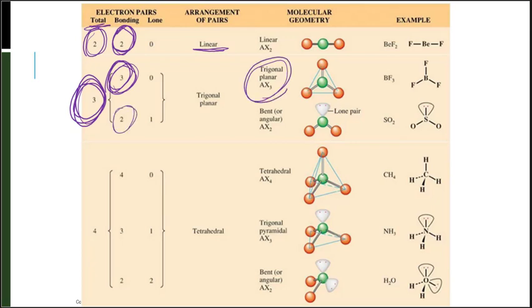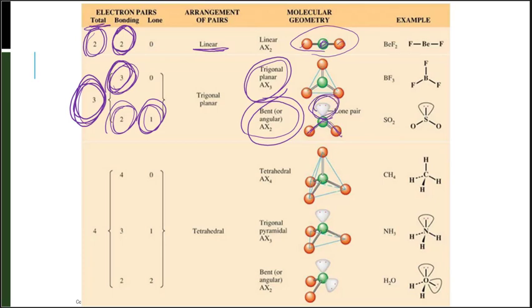But what if I have two bonded atoms and one lone pair? I would have a bent molecule. See how if I have one lone pair and two atoms, that lone pair is going to push those two atoms down. It's not going to be linear with those two atoms. It's going to be bent because those lone pairs push those two atoms away from each other.